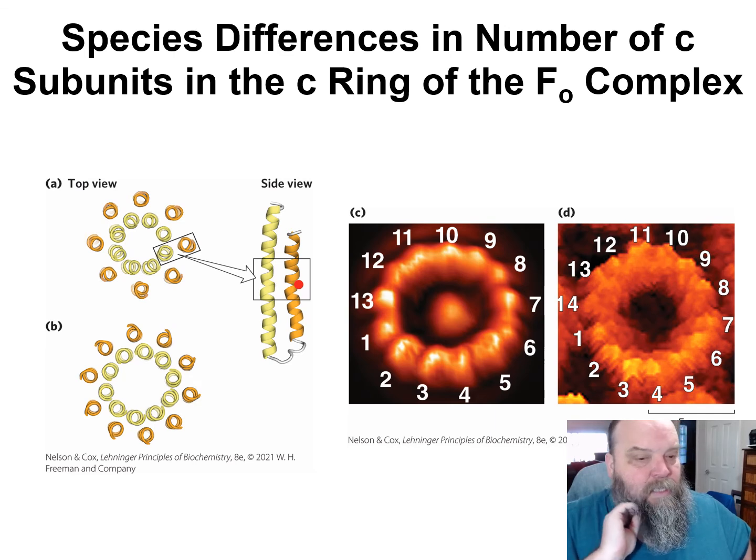How many proteins, how many rings, and all of this is going to be different, species to species. How they're oriented. Here they're showing 13. Well, this one here is showing 14. Different species, different numbers. High, low numbers, doesn't matter. They're still going to operate the same way.